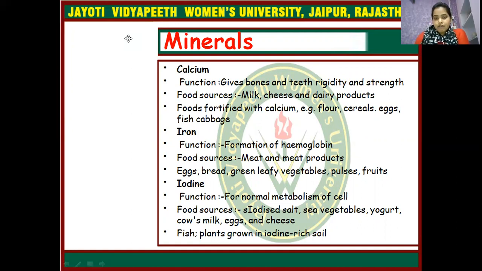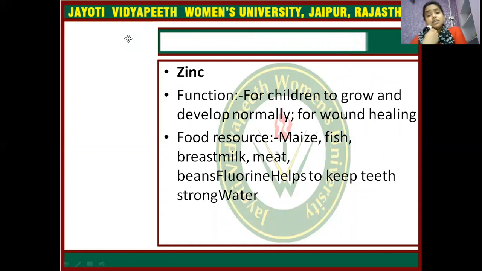Iodine functions in the normal metabolism of cells. Food sources of iodine are iodized salt, seafood, vegetables, yogurt, cow milk, egg, cheese, and fish, and plants grown in iodine-rich soil. Zinc is important for children to grow and develop normally and for wound healing. Food sources are maize, fish, breast milk, meat, and beans. Fluorine helps to keep teeth strong, and is found in water.